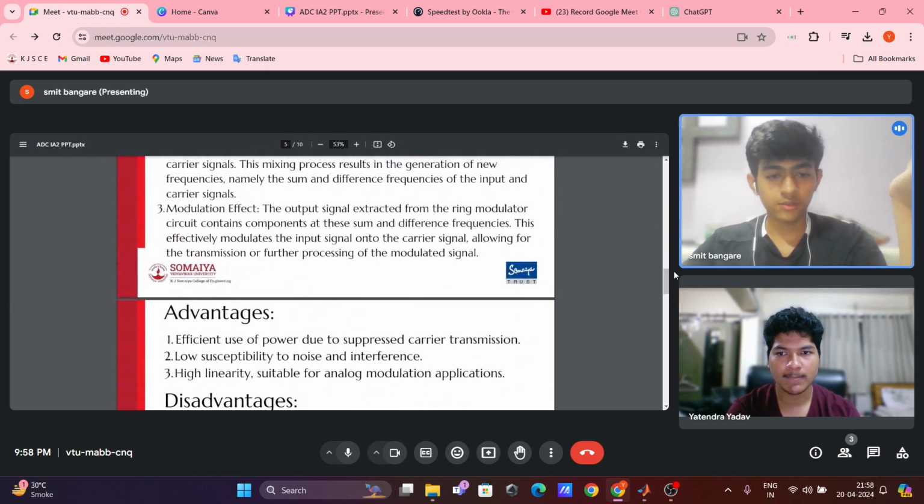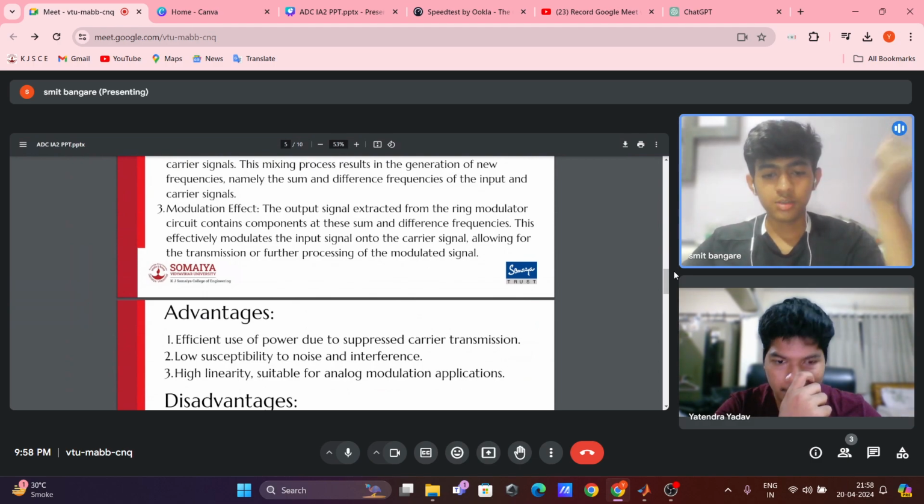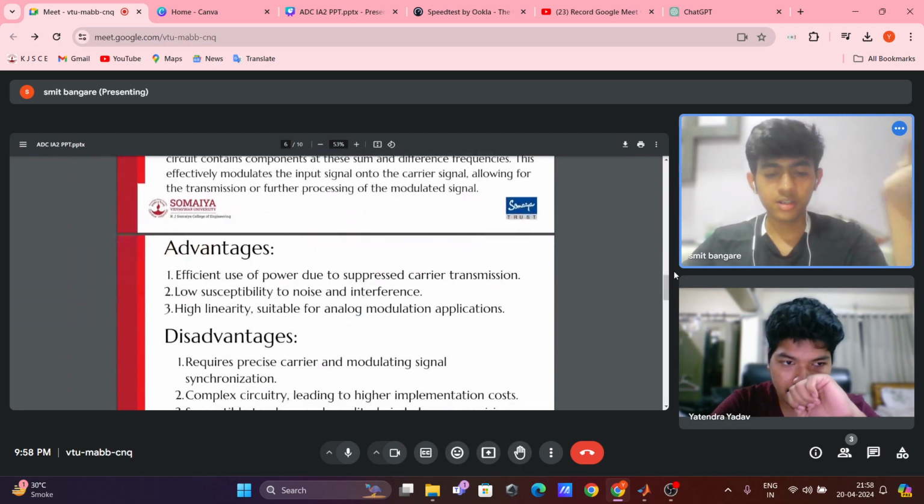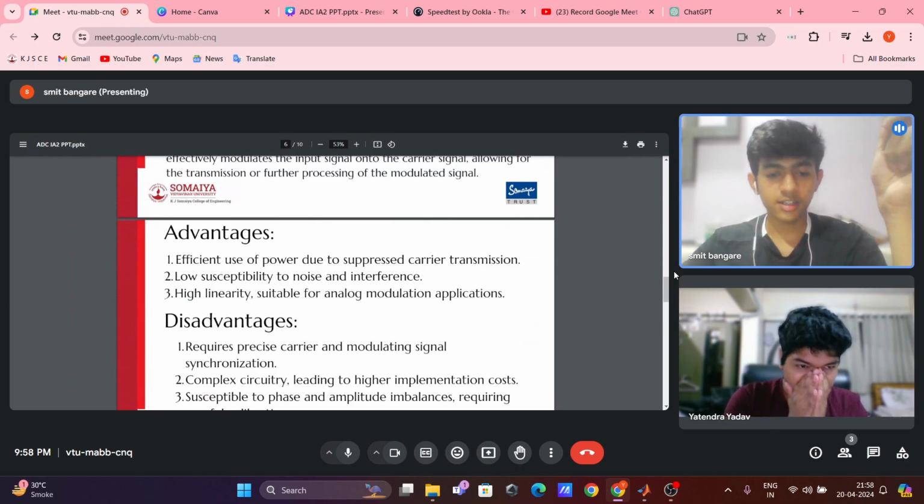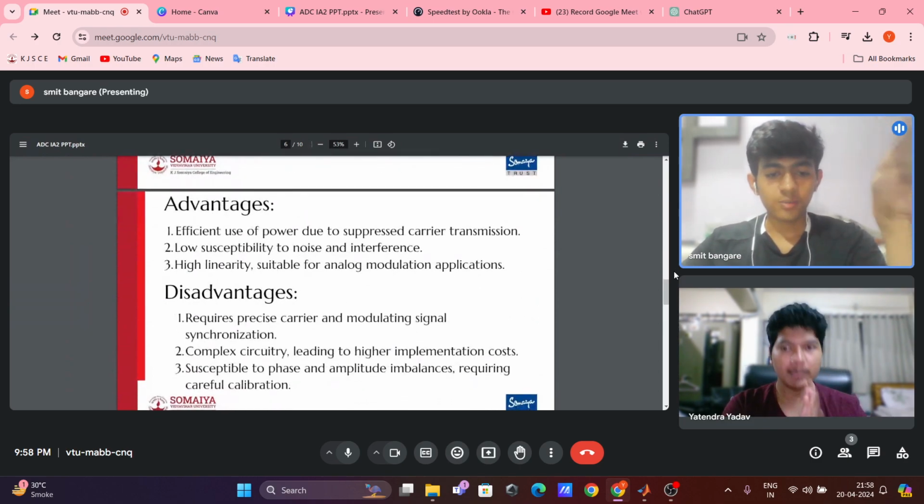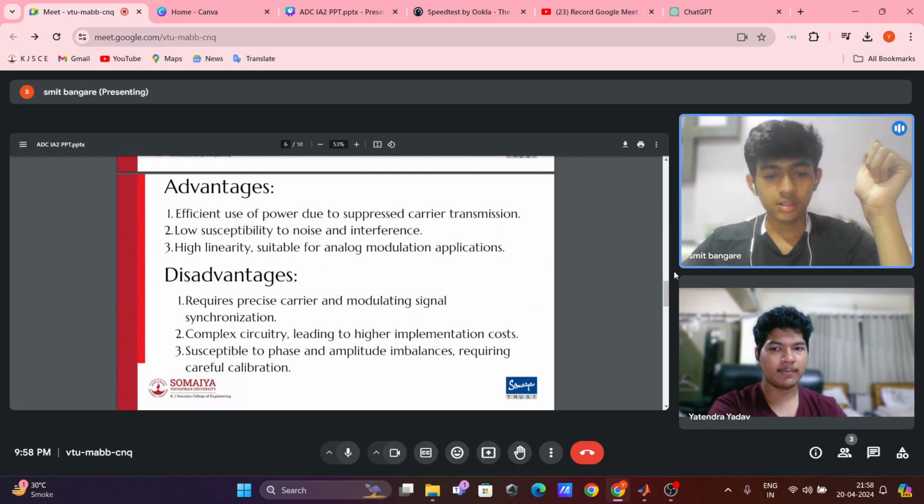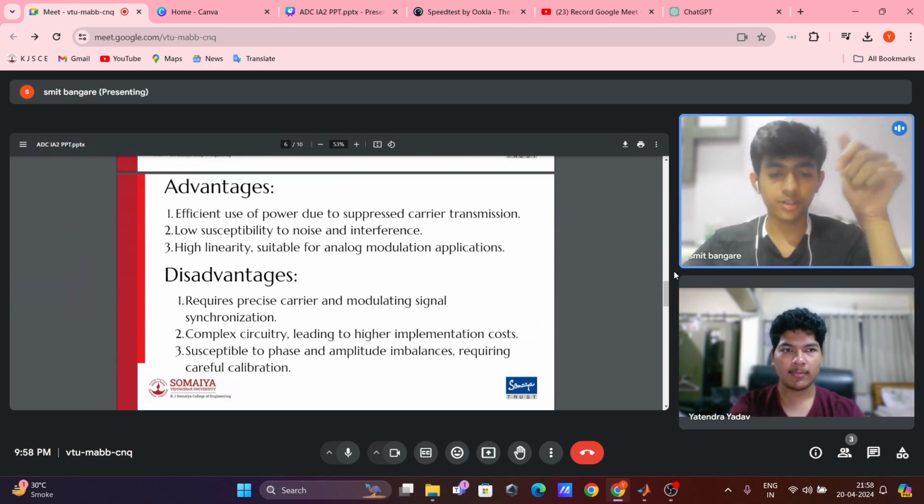The advantages of using a ring modulator for DSBSC generation are: first, effective use of power due to suppressed carrier transmission; second, low susceptibility to noise and interference; third, high linearity, suitable for analog modulation applications. The disadvantages are: first, it requires precise carrier and modulating signal synchronization; second, complex circuitry leading to high implementation cost; and third, it is susceptible to phase and amplitude imbalances, requiring careful calibration.